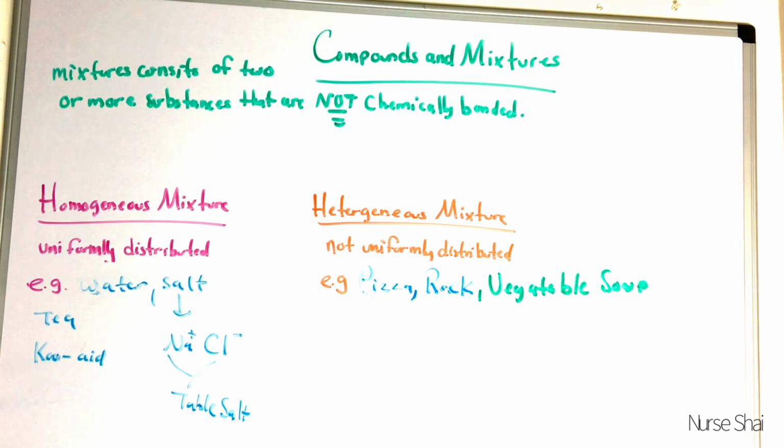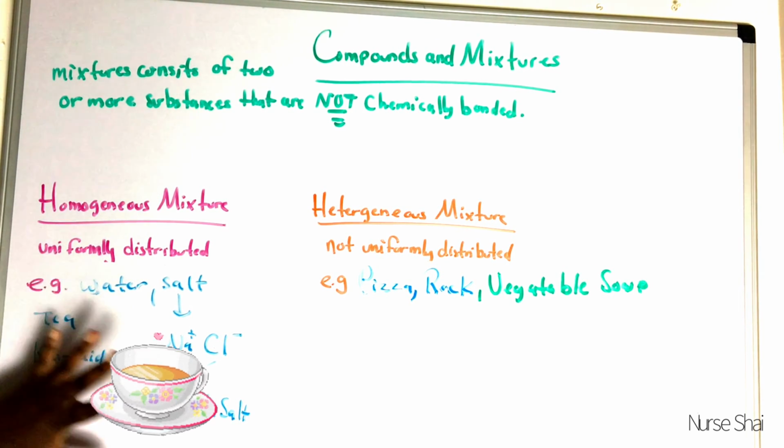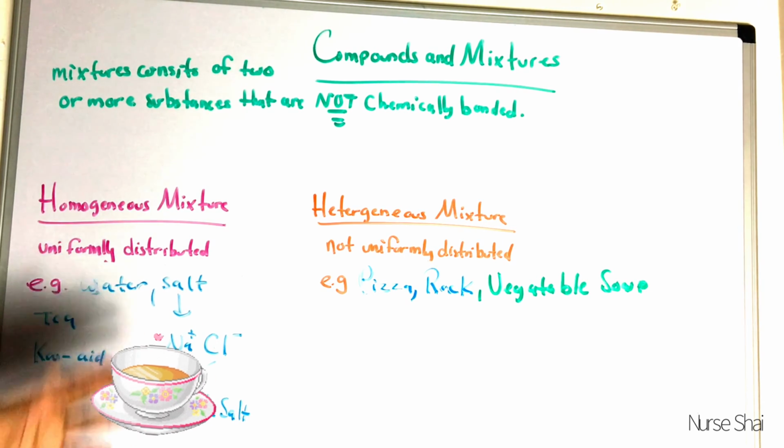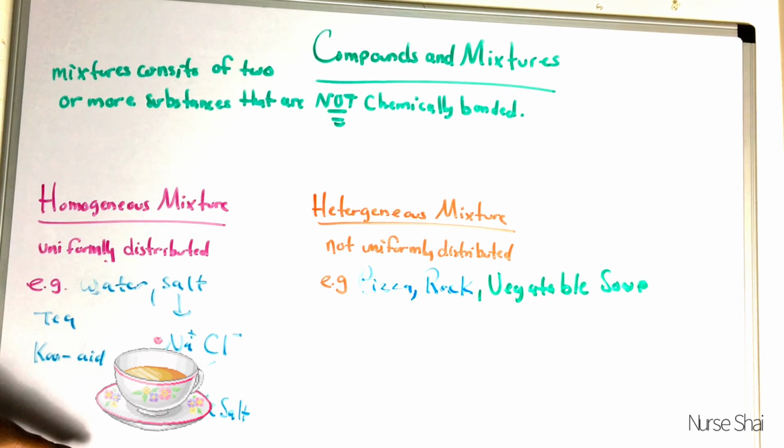So I hope you guys get the difference. Homogeneous always reminds me of water. All the examples I mentioned are things that are dissolvable, you know, like you really can't tell that there's sugar in your tea once you stir it up and it blends in. There's no way you can tell.